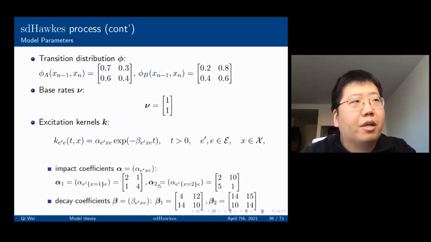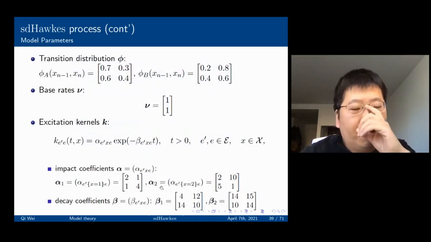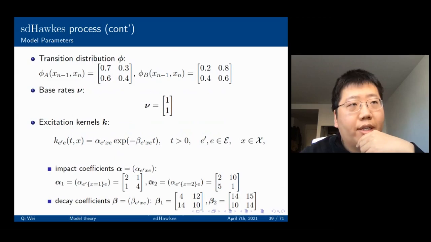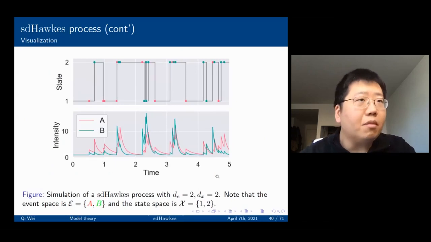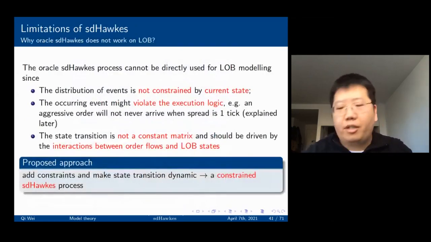So alpha 2 is basically the excitation kernel, the excitation coefficients when the state is equal to 2. So when at state 2 you have a much stronger cross-excitation than the self-excitation. That's the part I want to emphasize a little bit.